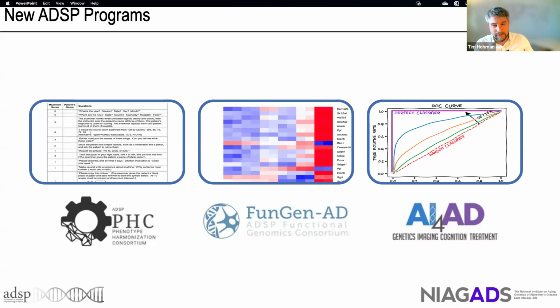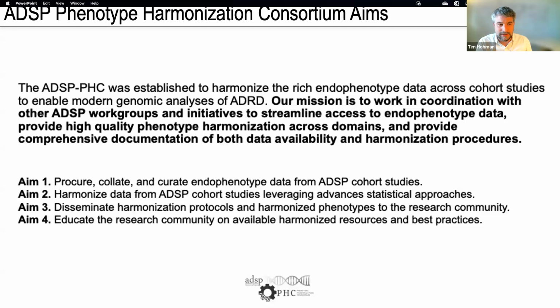And then a third is the initiative I'm going to spend all day talking about, which is the Alzheimer's Disease Sequencing Project Phenotype Harmonization Consortium. So that initiative, to expand on it a little bit, was funded to work in coordination with the other Alzheimer's Disease Sequencing Project work groups and initiatives to streamline access to endophenotype data, provide high quality phenotype harmonization across a number of domains that I'll show you in just a few minutes, provide comprehensive documentation for how we're doing this data harmonization, and make both our harmonization procedures and code and also the harmonized data available to the research community.